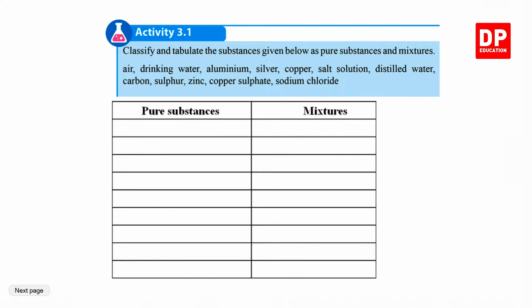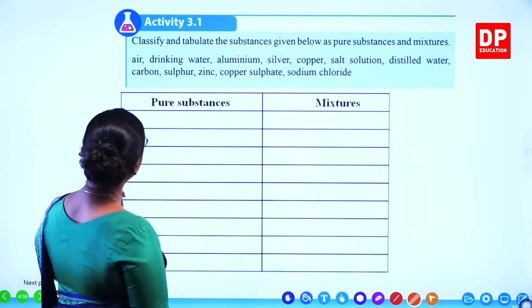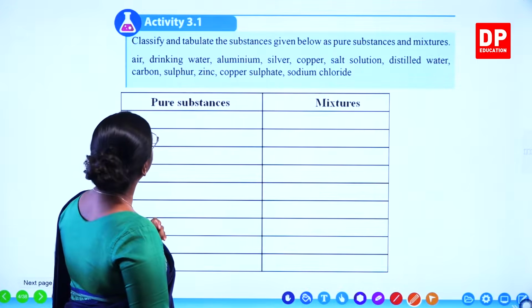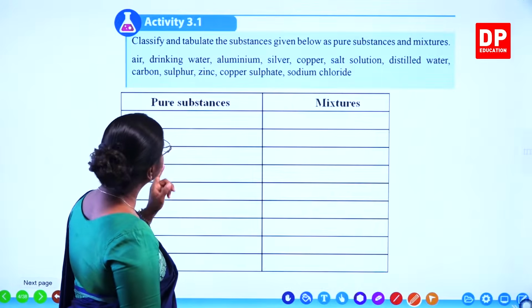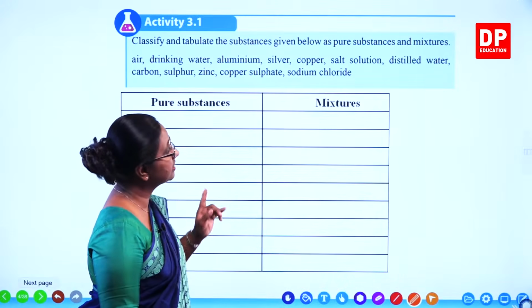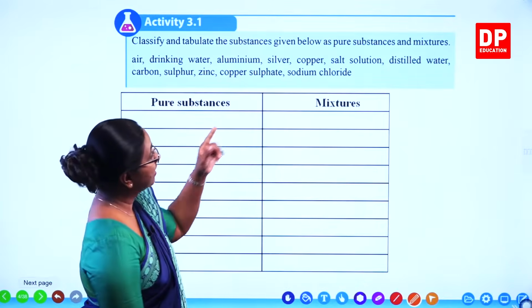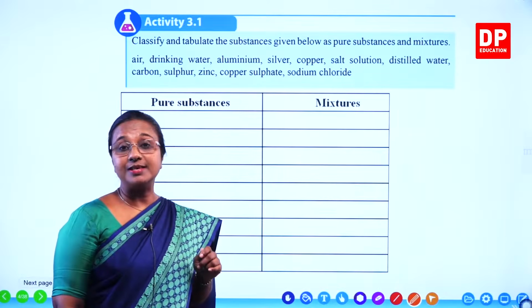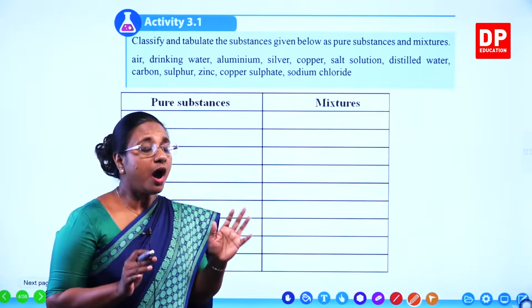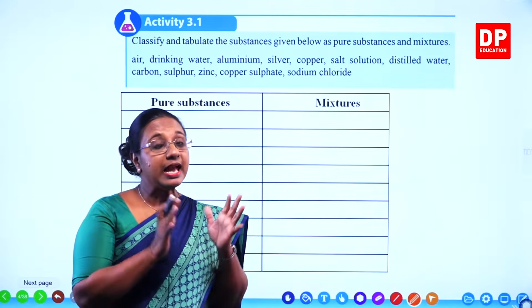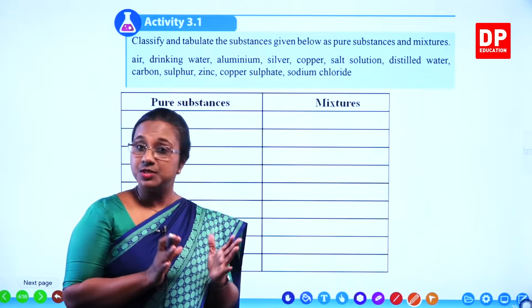Here we have an activity. The first activity in your textbook, activity 3.1: classify and tabulate the substances given below as pure substances and mixtures. So, as I told you, the non-pure substances are now referred to as mixtures. So, how do you identify that? Just by looking at the name, sometimes you can.